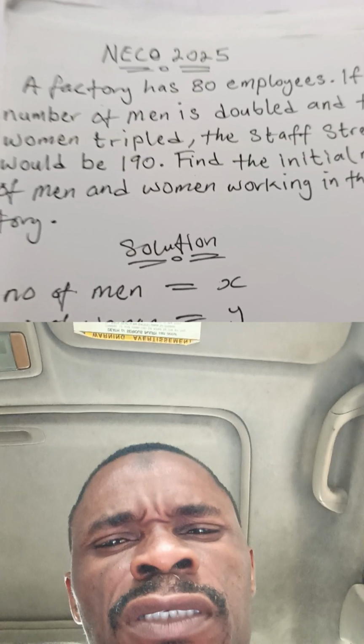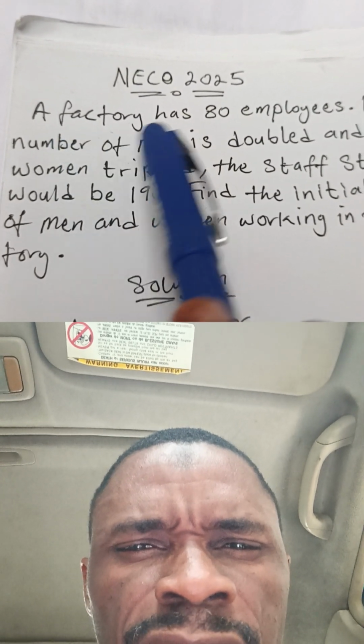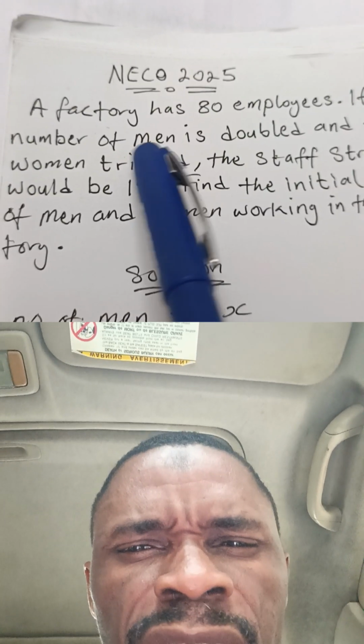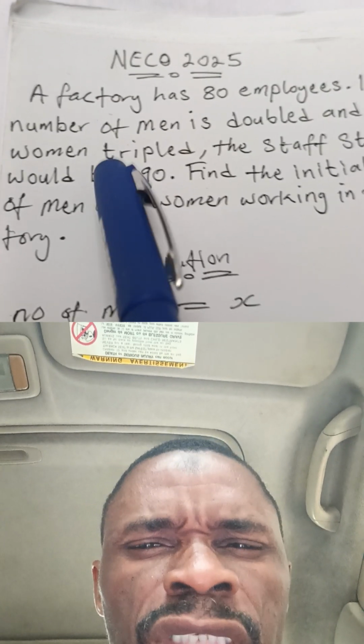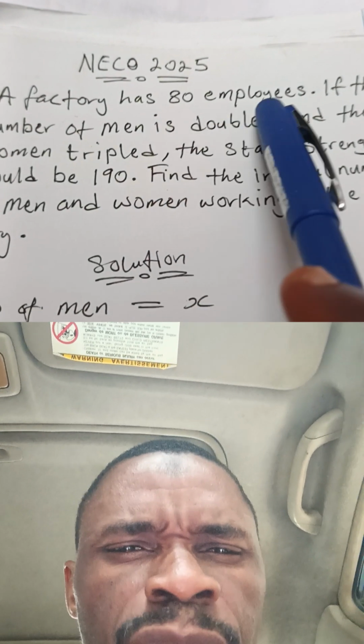Now, what does the question say? Let's go to the question straightforward. The question says this is a question from the just concluded 2025 NECO exam, mathematics. This is one of the questions there. The question says a factory has 80 employees.